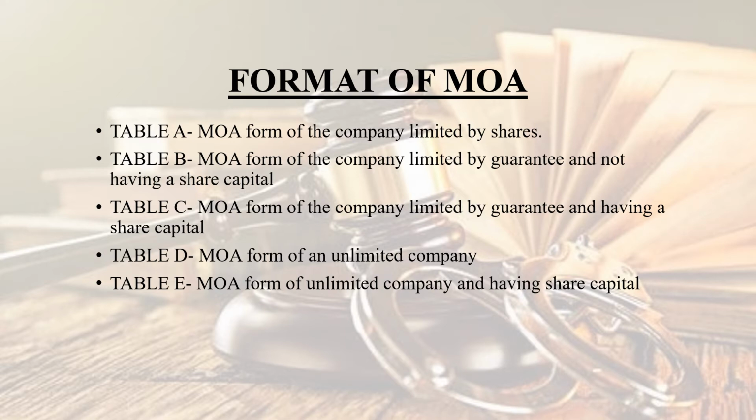Table A. It is the form applicable to a company that is limited by shares. Table B. It is applicable only to a company which is limited by guarantee and does not have any share capital. Table C. It can be adopted by a company which has a share capital and is also limited by guarantee. Next, Table D. It is only applicable to unlimited companies. Last one, Table E. It is suitable for a company that has a share capital and at the same time is an unlimited company.